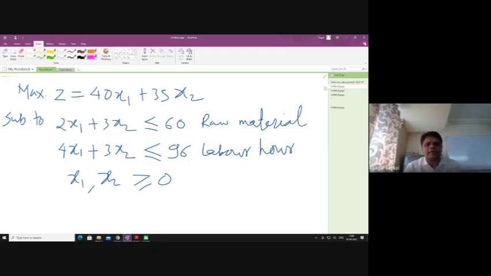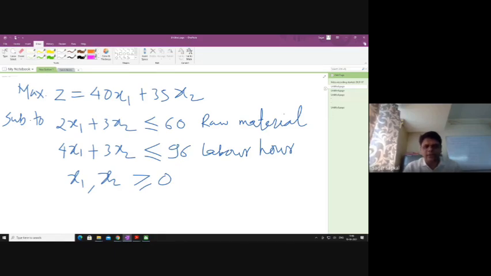So there is one inequality: 2x1 plus 3x2 is less than or equal to 60. Now what you have to do is consider it as an equality equation. So whatever constraints are there, consider them as equality equations, or rather convert them into equations, and then draw the graph. Now there are two unknown variables, x1 and x2. 2x1 plus 3x2 is equal to 60. So this is the equation of a line. Do you agree with me?